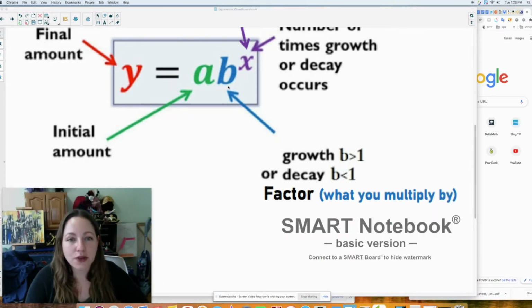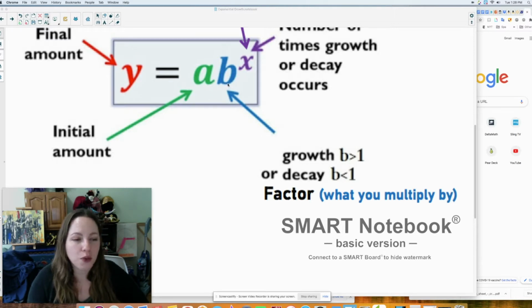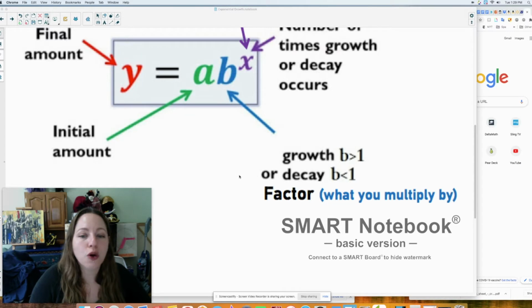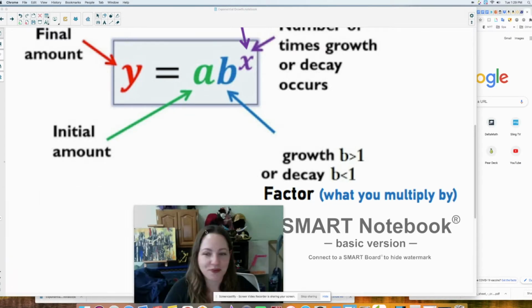And this is telling you that the b is the growth or decay. Some of you are starting to notice that when b is larger than 1, it was growing. But when b was less than 1, a decimal, it was decaying. This is the growth or decay factor, and it is the number that you're multiplying by each time. So if it's doubling, you'd be multiplying by 2 each time. The 2 would go here. So pause this, make sure you have everything written down, and then I'm going to continue to the next slide.